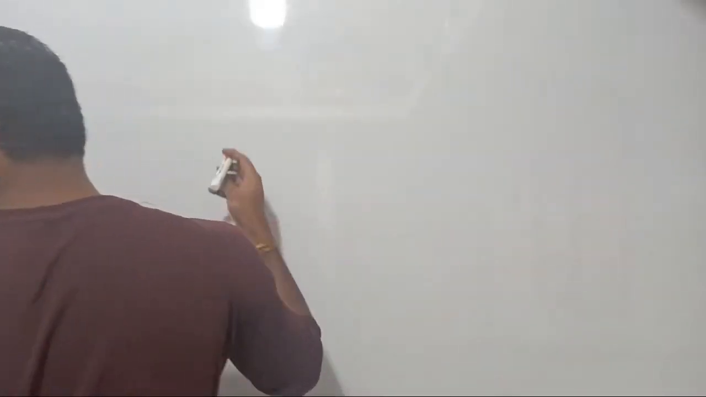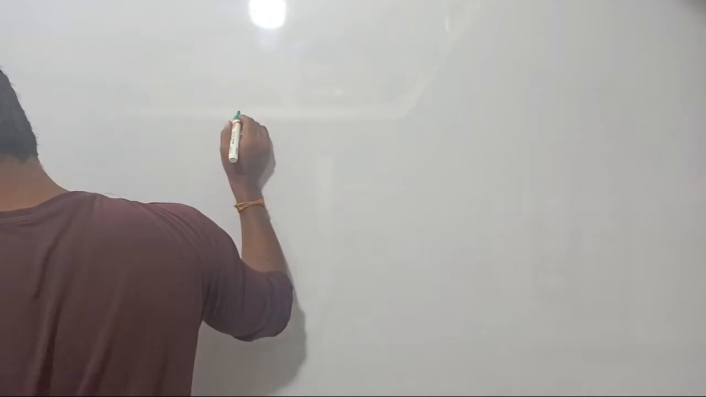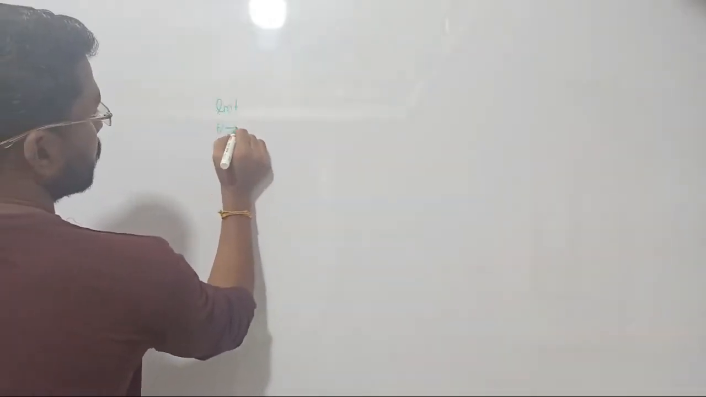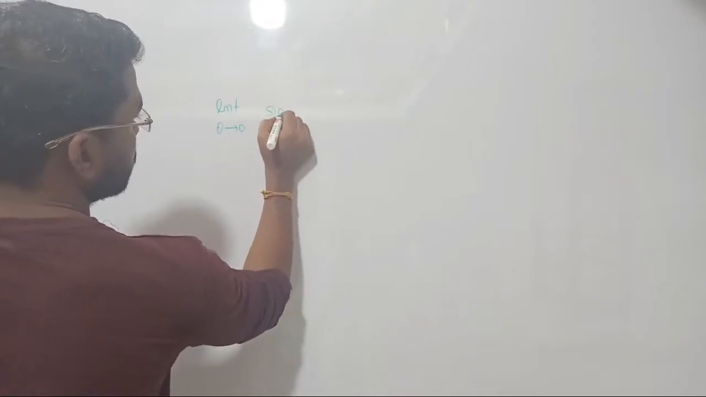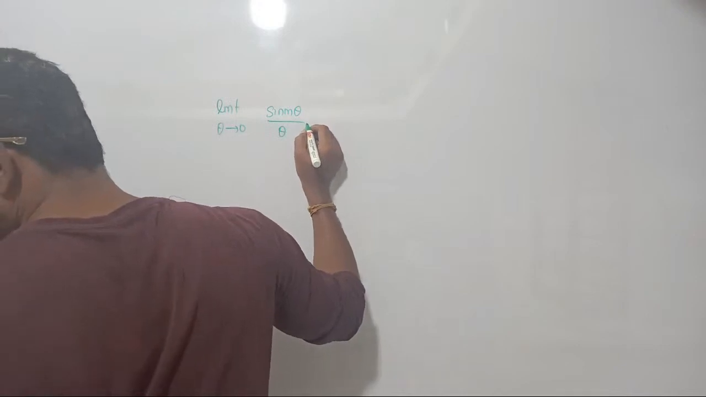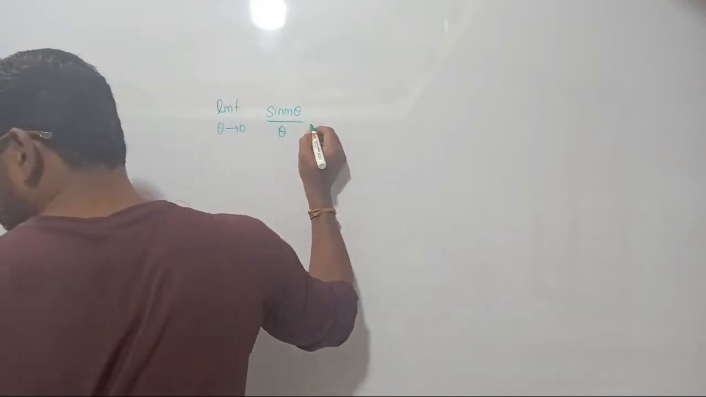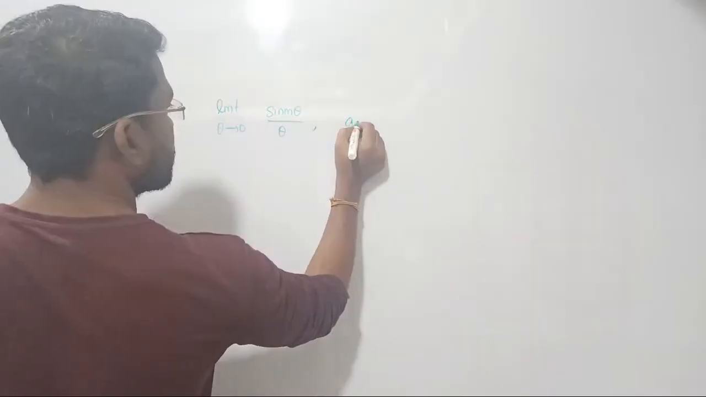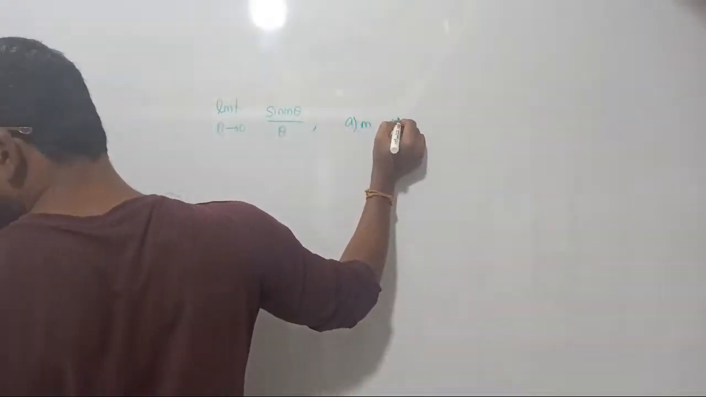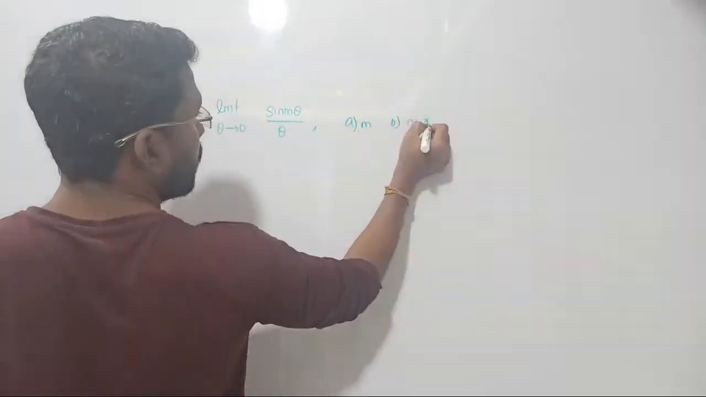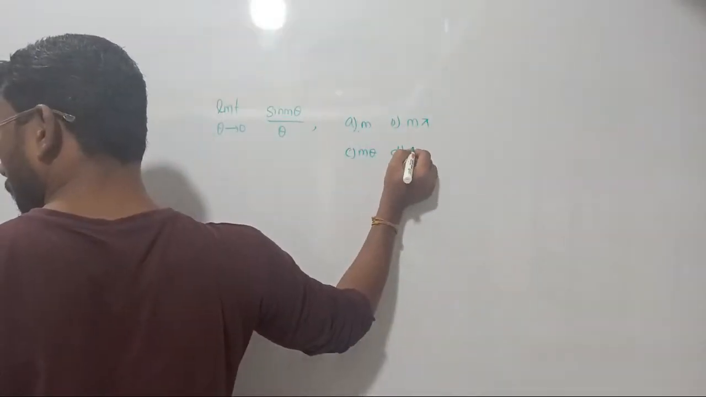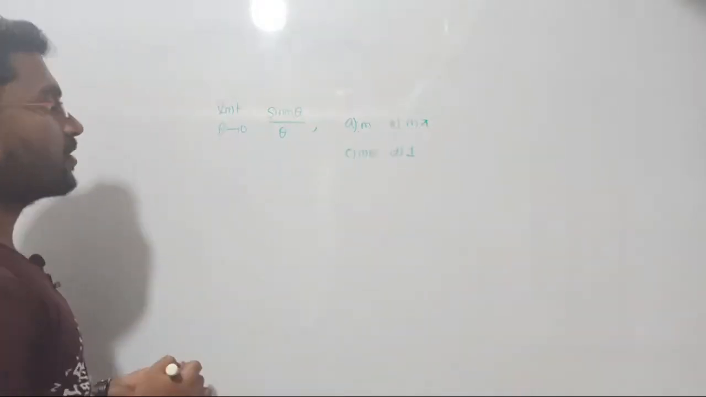The next question is the limit as theta approaches 0 of sin m theta by theta. Option A is m. Option B is m times pi. Option C is m times theta. Option D is 1. What is the answer? Shall we proceed?